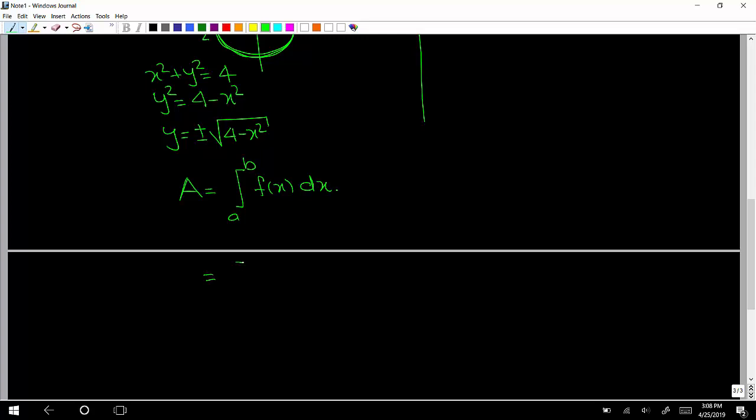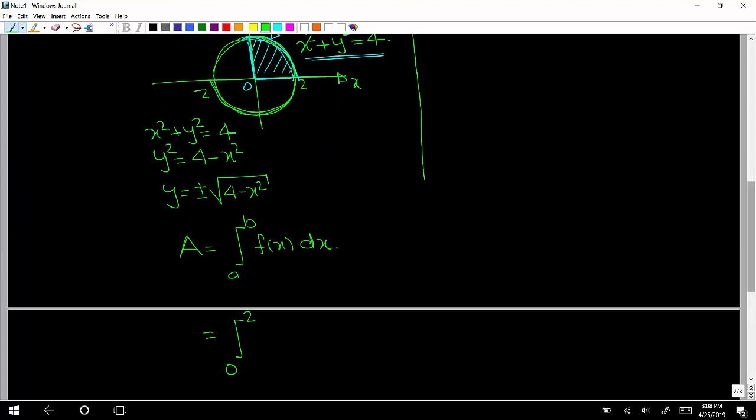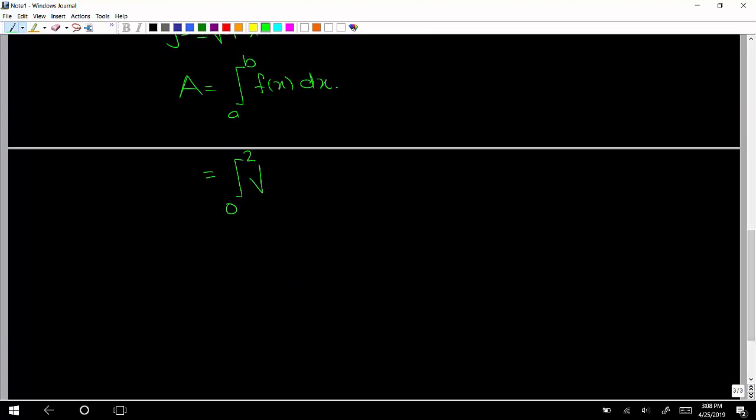In our case, we're going to integrate from 0 to 2, and my curve, like I just told you, is the square root of 4 minus x squared dx. So that is the formula for area. Now, to solve this integral, it's not a trivial integral.